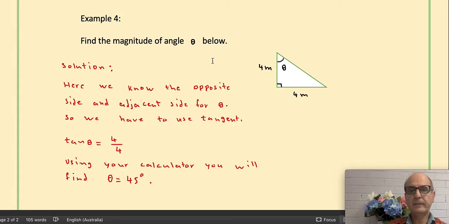Next example, they are asking us to find theta. This time around, that's my theta, and I've got the opposite side given to me, which is 4 meters, and the adjacent side, which is also 4 meters. Opposite and adjacent define the tan. So the tan of theta is opposite, which is 4, over adjacent, which is again 4. Now I know the value of tan for theta. I need to work out theta. So I type in my calculator shift, tan, then this fraction, and then press equal, and you will get exactly 45 degrees for your angle in the display.